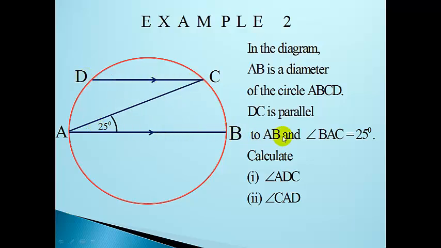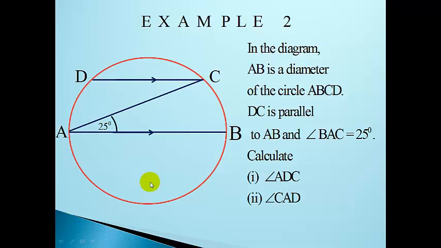Now let's proceed. Angle BAC is equal to 25 degrees. We have to calculate angle ABC. So we have to draw a line from A to D. We also have to calculate angle CAD.